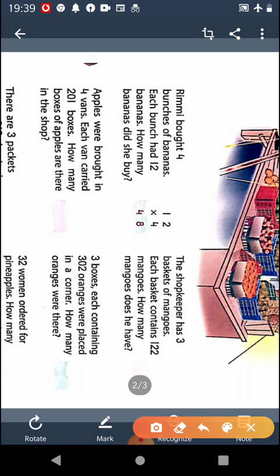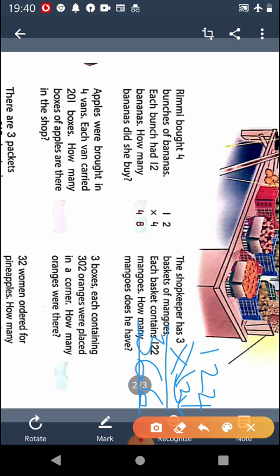So we will multiply 122 by 3. Okay, since there are 122 mangoes in each basket and there are 3 baskets, so we multiply 122 by 3. So first we multiply the ones, that is 2 into 3 is equal to 6. Then we multiply the tens, that is 2 into 3 is equal to again 6. And then we multiply the hundreds, that is 1 into 3. So 1 into 3 is equal to 3. So there are 366 mangoes. How many mangoes does he have? He has 366 mangoes. Okay.